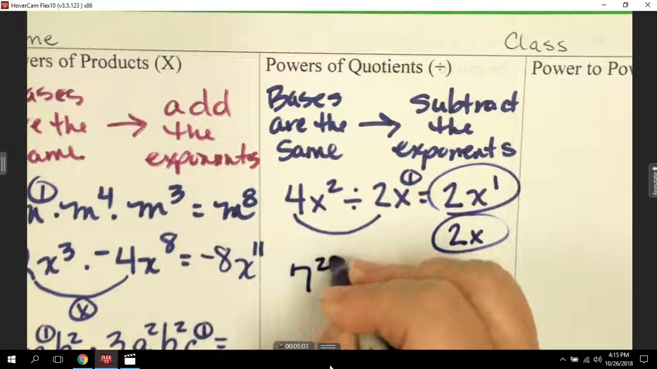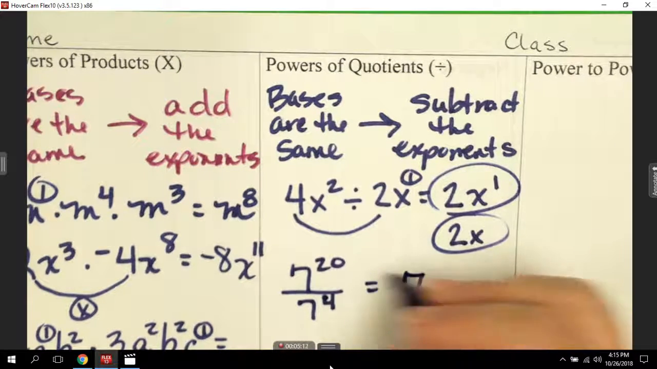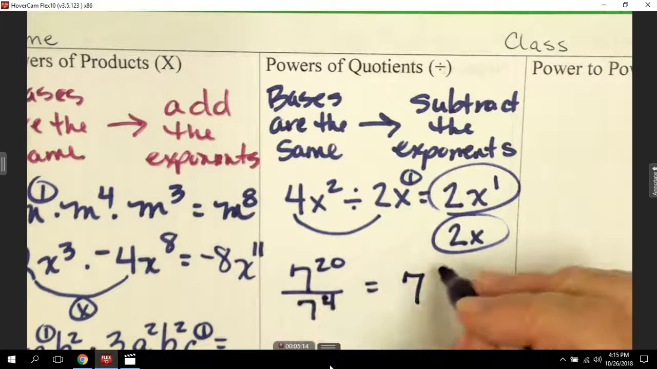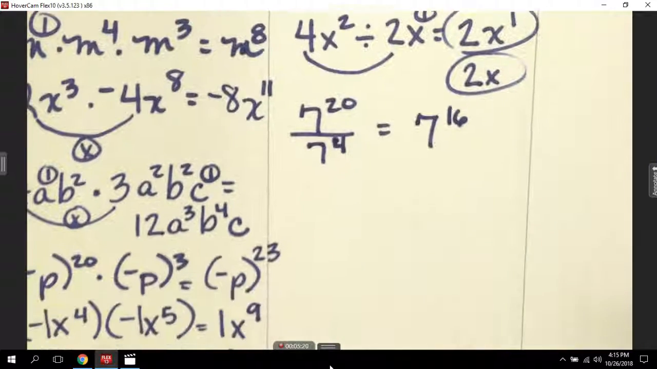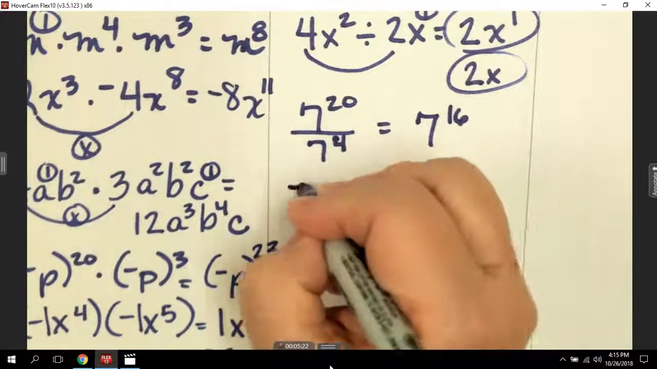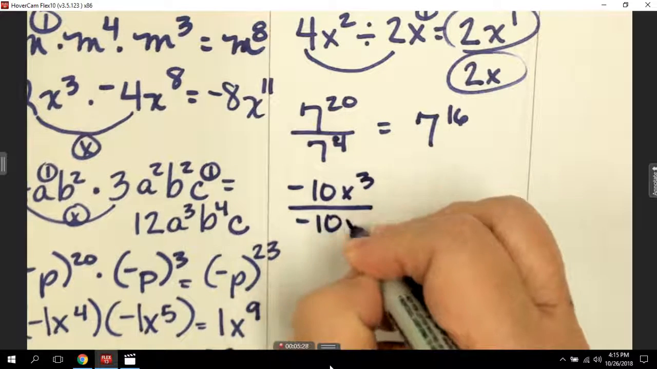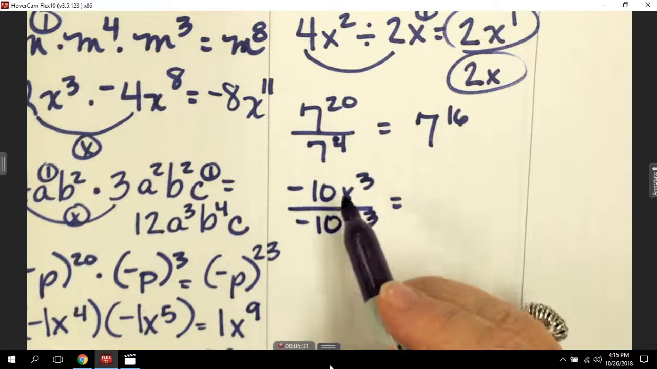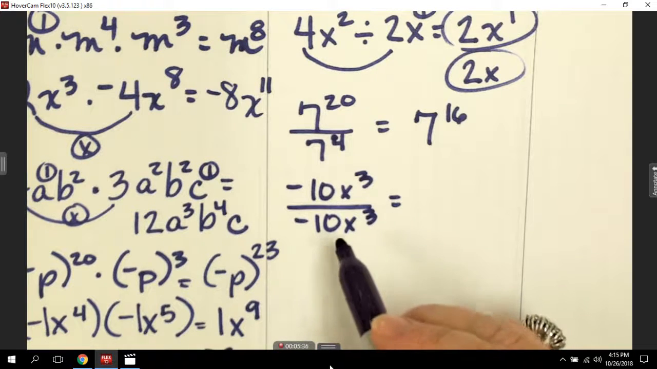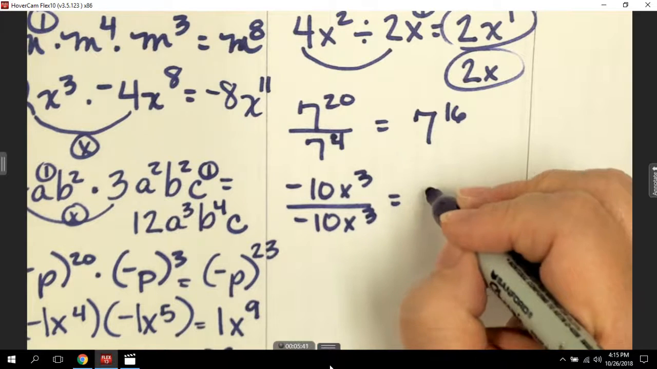If we have 7 to the 20th power divided by 7 to the 4th power, the bases are the same. Subtract the exponents because it's division. 7 to the 16th power. If we have negative 10 x to the 3rd divided by negative 10 x to the 3rd, we are dividing negative 10 x to the 3rd by its exact same self. Any number divided by itself is 1.